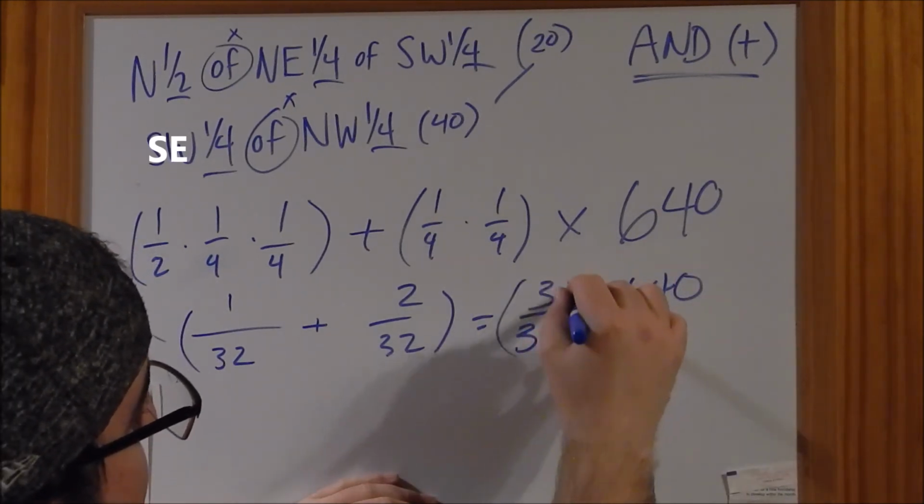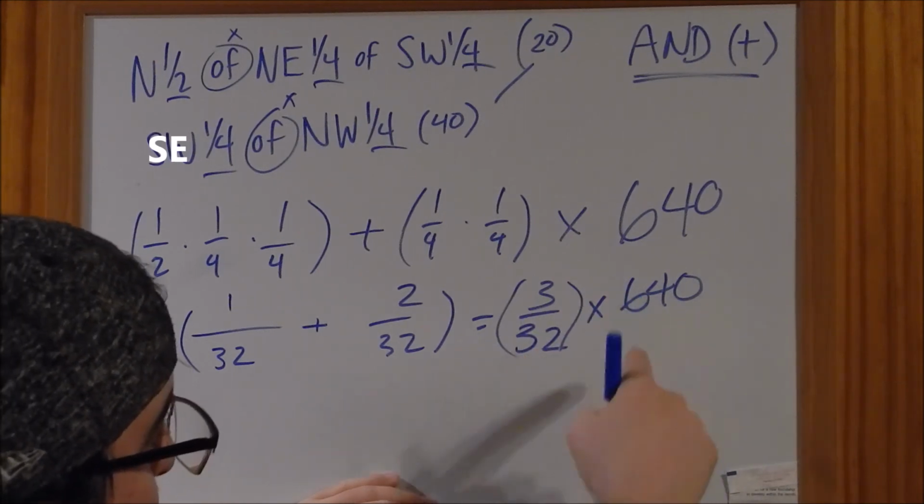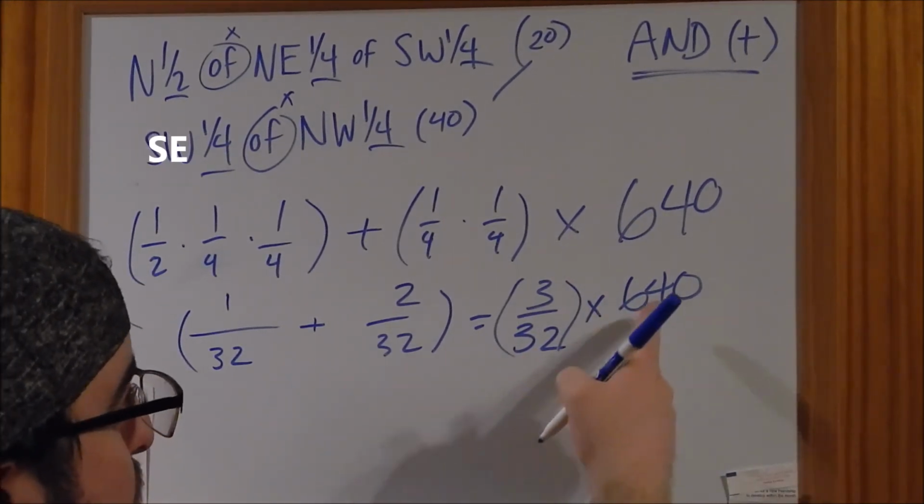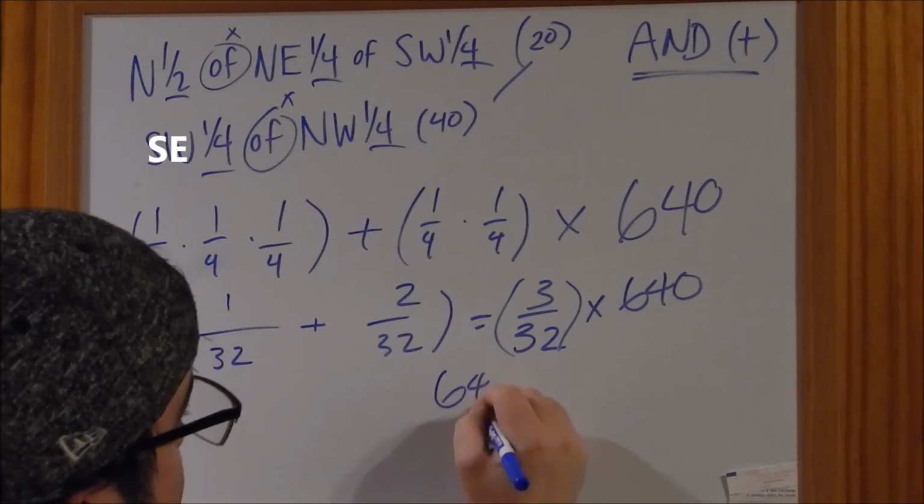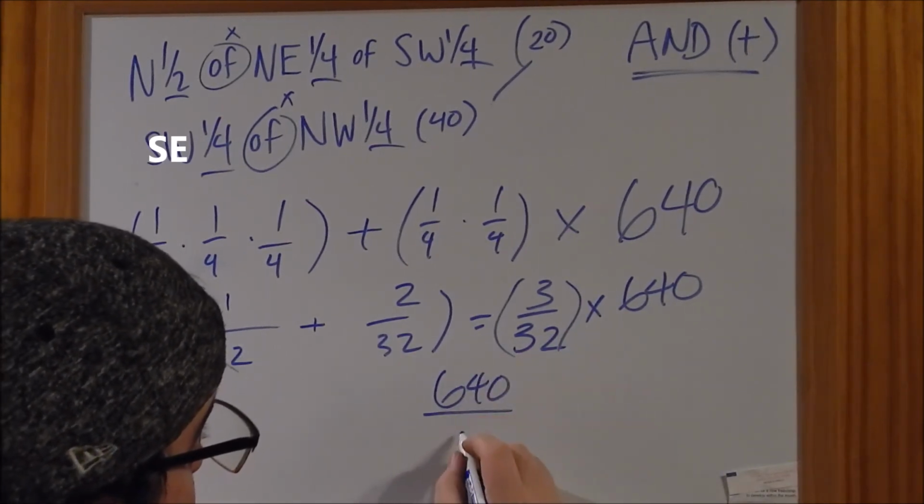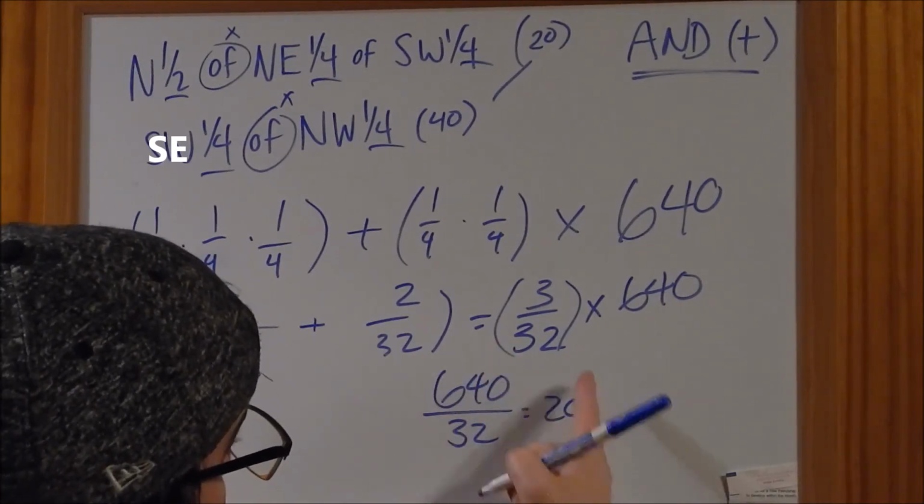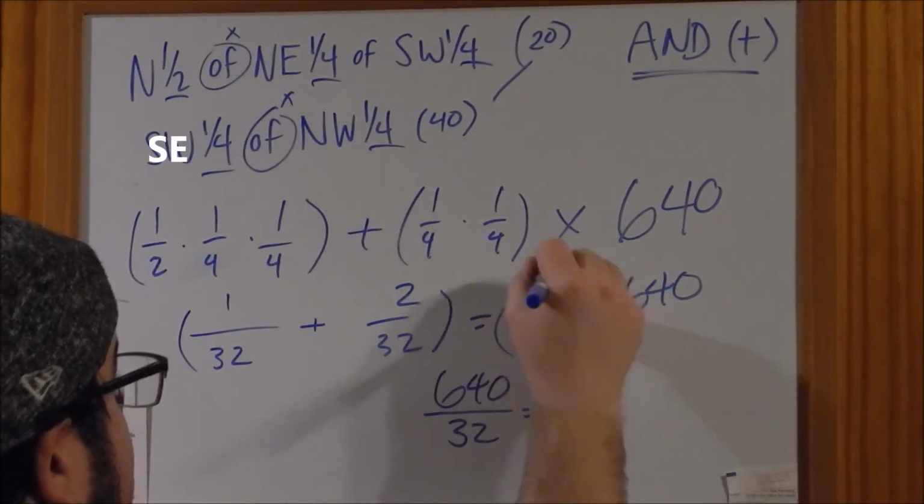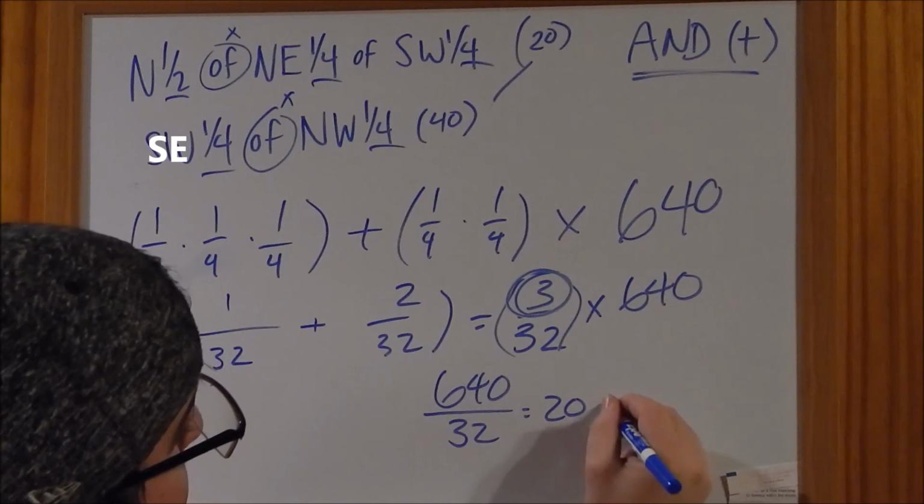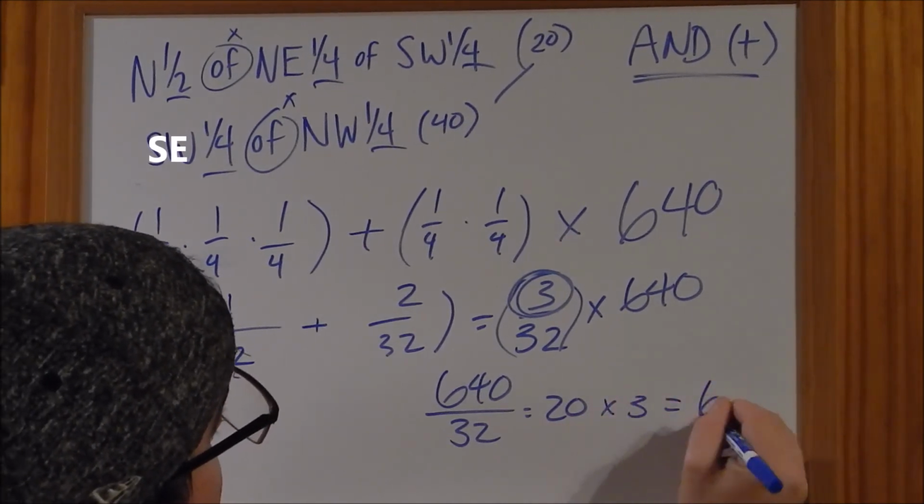Pardon my writing. 3/32 times 640. Again, if you don't have a calculator that can do this and then multiply it by 640, you can just do 640 divided by the denominator, 32, which is 20, and you got to multiply that by the remaining numerator up here. 20 times 3 equals 60.